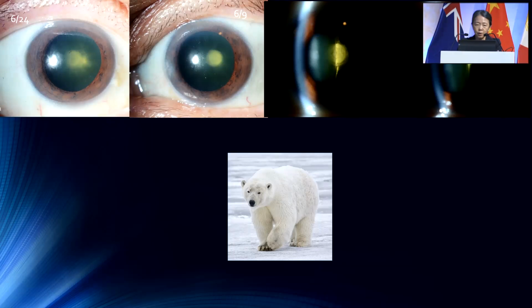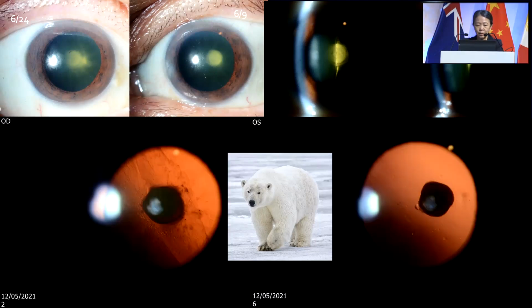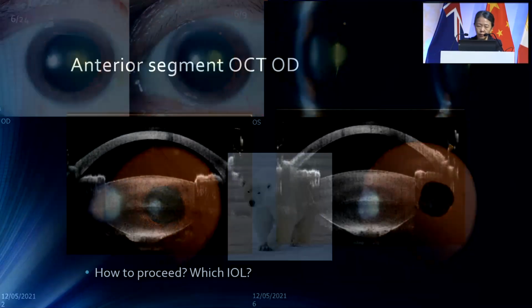So the eye looks normal from topography, from the OCT of the optic nerve, of the macula, everything looks normal. But when you look at the cataract, what do we see? We see a polar bear there. And what's worse, the polar bear has bitten through this posterior capsule. So am I going to be able to fulfill his wishes? I told him, well, we'll try our best.